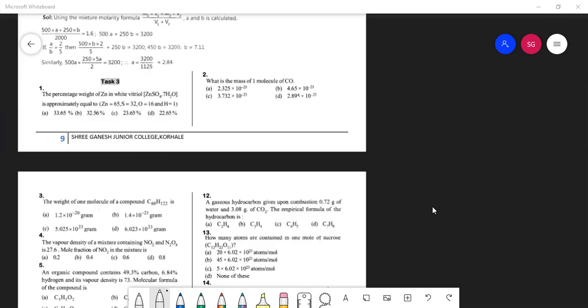Okay, students, now we'll start from task 3. The first doubt which came to me in task 3 was question number 14. Now see what the question is.